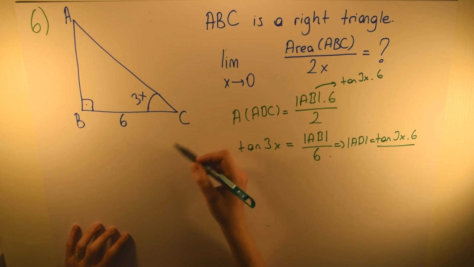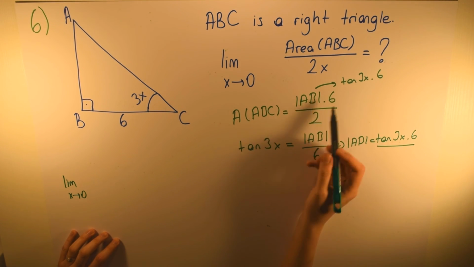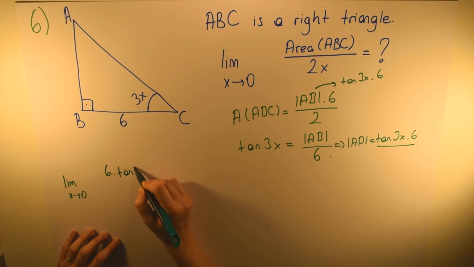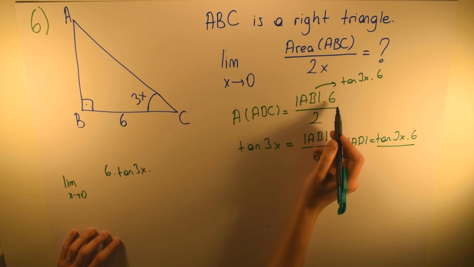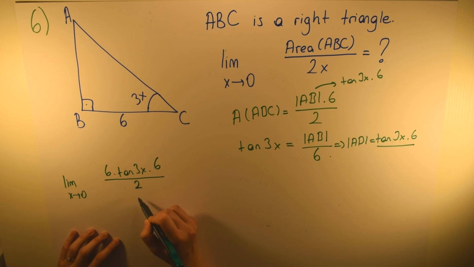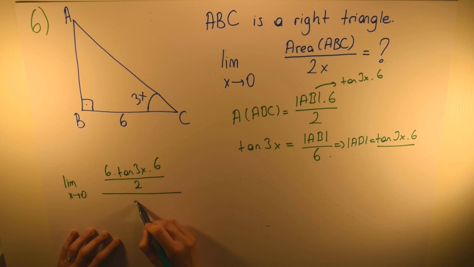So let's go back to our question. The limit as x approaches 0. For the area of ABC, I write this one: it is 6 times tangent 3x times 6 over 2, okay? And we also have here over 2x. So this is over 2x, okay?